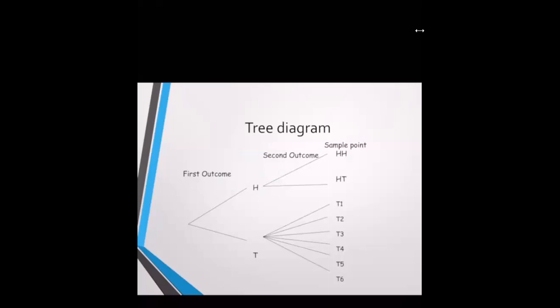Let's say first we get head, right? For the first outcome of the coin. If we get head, then the person again flips the same coin, right? Then what are the possible outcomes for the second flipping? Again, we will get head or tail, right? Head or tail.